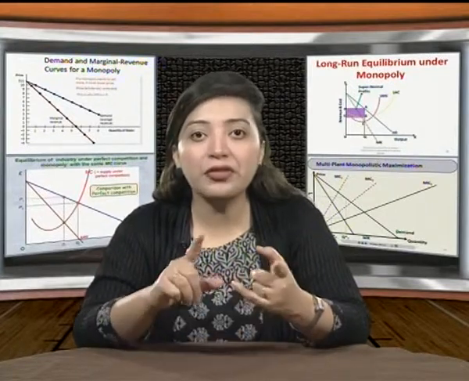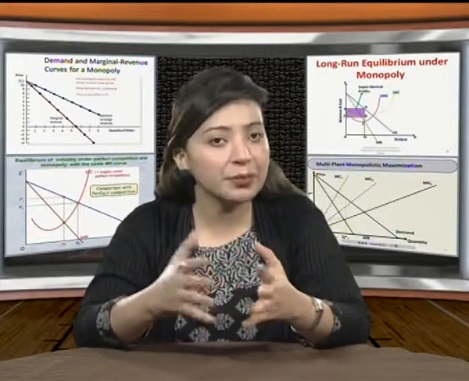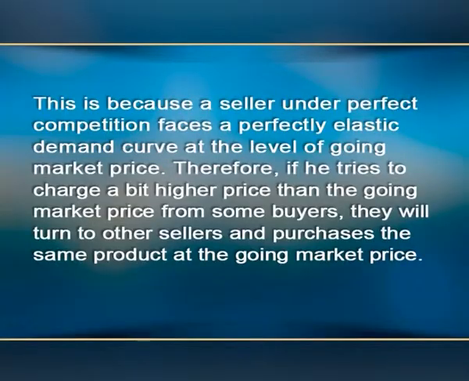But it is not possible for a firm under perfect competition to charge different prices from different buyers. This is because a seller under perfect competition faces a perfectly elastic demand curve at the level of the going market price. Therefore, if he tries to charge a bit higher price than the going market price from some buyers, they will turn to other sellers and purchase the same product at the going market price.